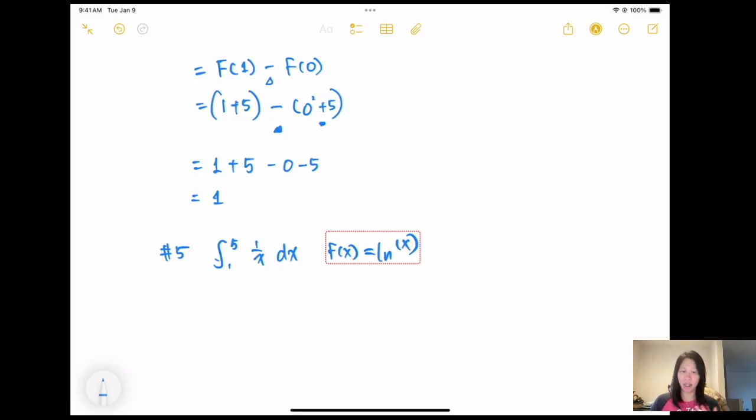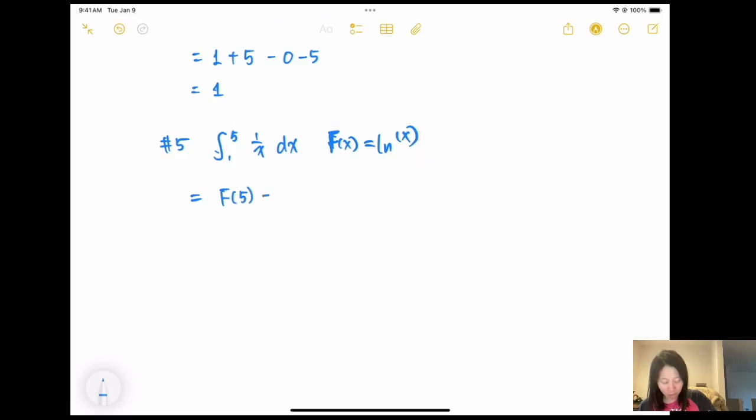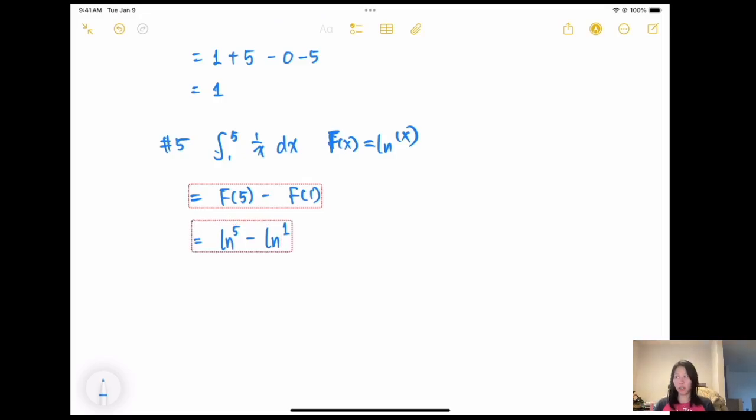Sometimes you will need to add a constant, but in our case, since it is a given function, the constant is considered 0. So this is equal to F of 5 minus F of 1. So I have ln of 5 minus ln of 1. That's it. You can try to find what the natural log of 5 minus natural log of 1 equals, or you can just keep it as this. That works.